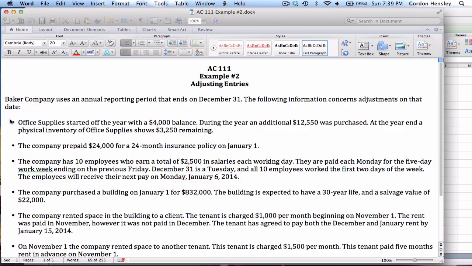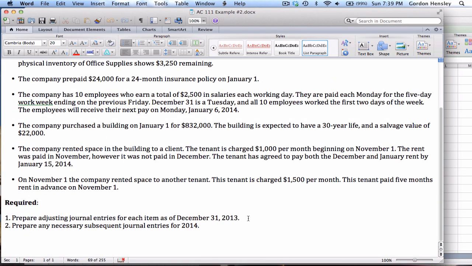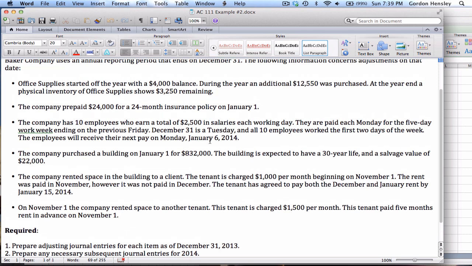Because remember, it said in the problem, they want us to do, number one, the adjustments, but also any necessary subsequent entries. Well, this one will require one because on January 6th of the following year, that's when they'll finally be paid. So we will do that one later on.